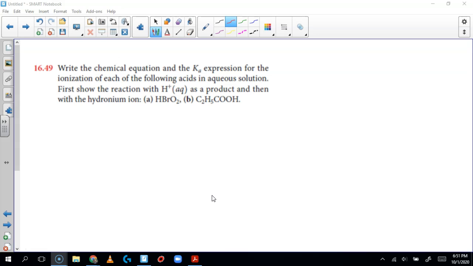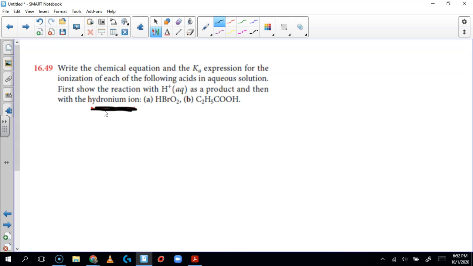And then it says show the H plus and then show it with the hydronium ion. So we'll do both ways as it's asking, and then we'll write the Ka for this. But keep in mind that whenever we have an acid reaction, the form of the acid reaction, as long as you're going to be writing it with the hydronium ion, is always going to be the same. We shouldn't change that reaction, and that's the way that I encourage you to write it.